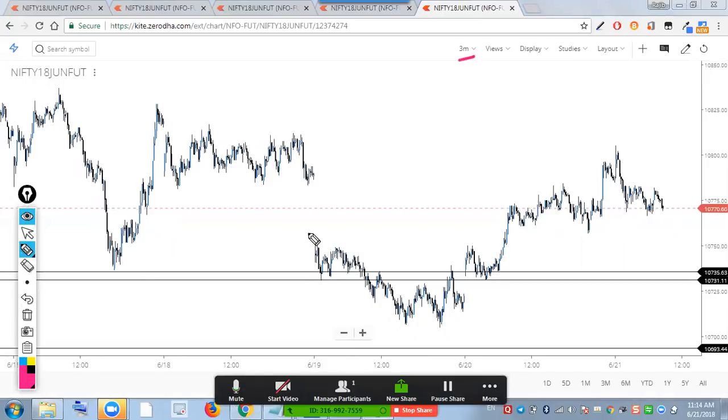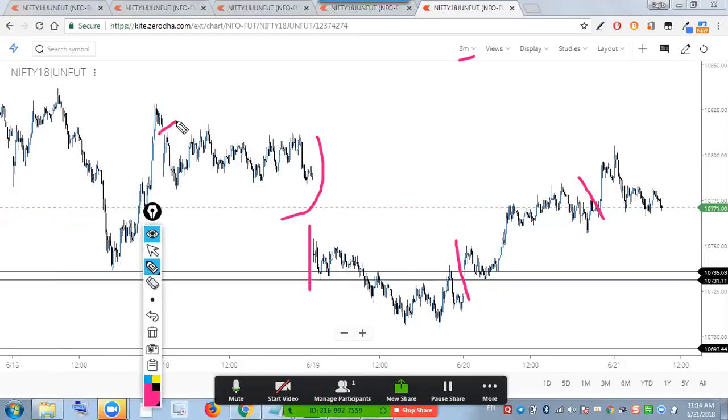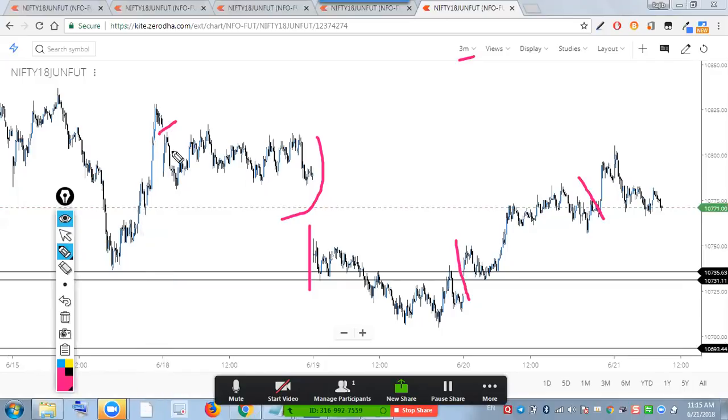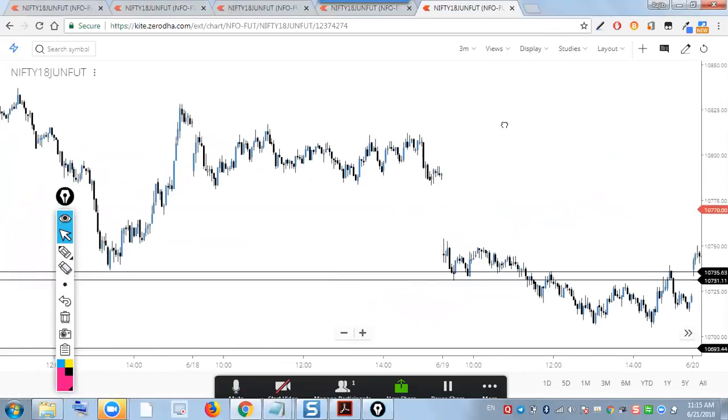This is 3 minutes data. From here to here we have one day, and then from here to around here we have the second day, and then the other day starts in here. On the 19th of May we had a few trading opportunities, so let me go through those first.